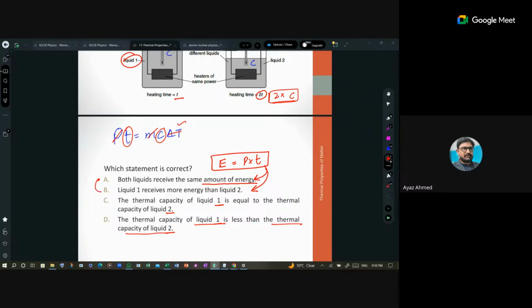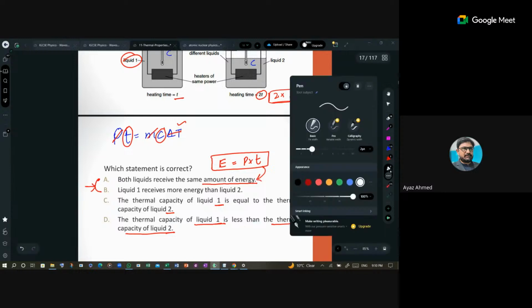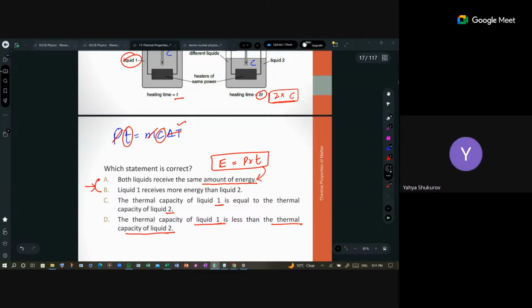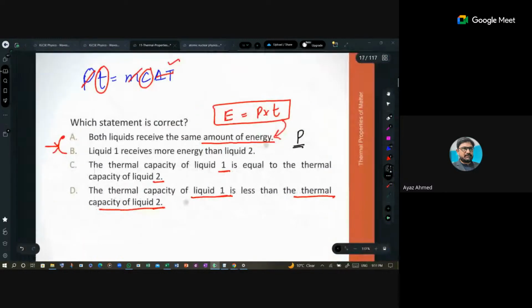I was talking about these 2 points, which are confusing points. Both liquids receive the same amount of heat. Why did you not opt for this answer? Sir, it is mentioned that they have the same power, so should they have the same energy transfer? My question is: it says both heaters are of the same power, but it also says both the liquids are receiving the same amount of energy. So is it true? Yes, sir, it is mentioned in the question. So why did you not opt for option A?